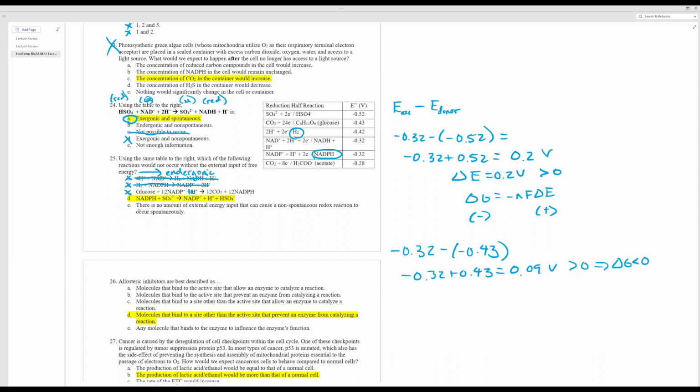Okay. Now, for E, there's no amount of external energy input that can cause a non-spontaneous redox reaction to occur spontaneously. That's wrong, right? Non-spontaneous reactions means if you supply the free energy input, you can get that reaction to occur.